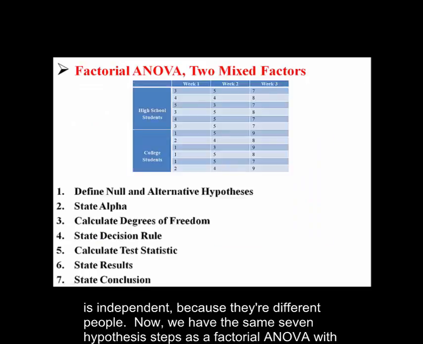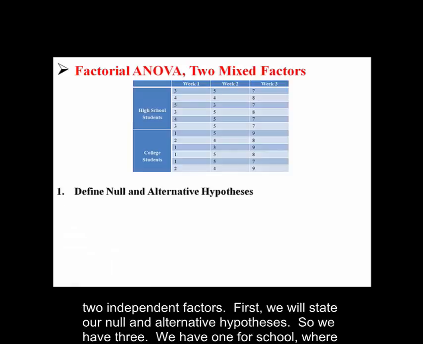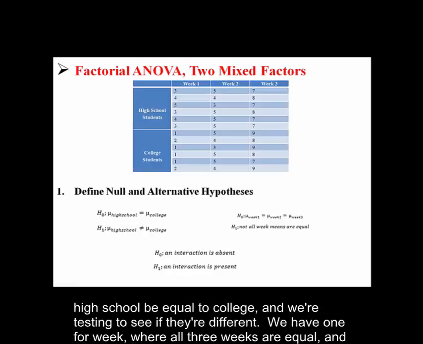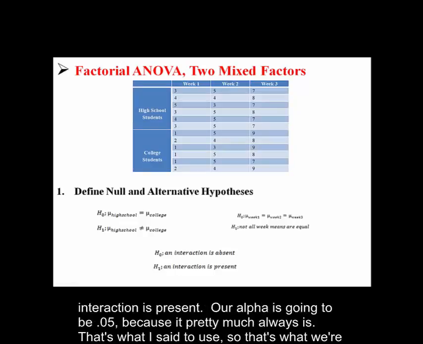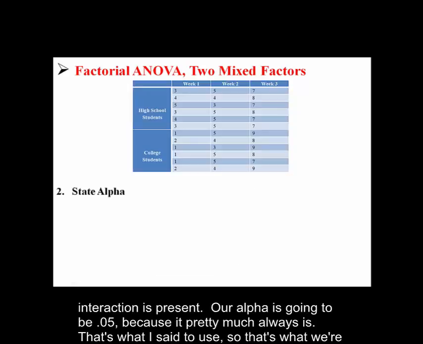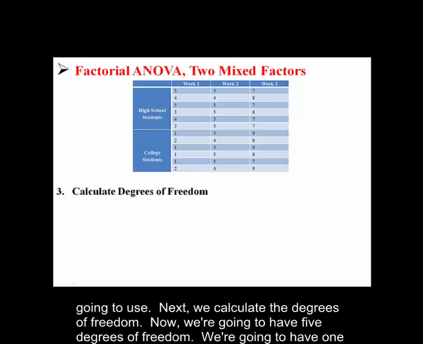Now, we have the same 7 hypothesis steps as a factorial ANOVA with 2 independent factors. First, we will state our null and alternative hypotheses. So we have 3. We have one for school, where high school will be equal to college, and we're testing to see if they're different. We have one for week, where all 3 weeks are equal, and we're testing to see if they're different. And we have one for interaction, where the interaction is absent, and we're testing to see if an interaction is present. Our alpha is going to be 0.05, because pretty much always is. That's what I said to use, so that's what we're going to use.